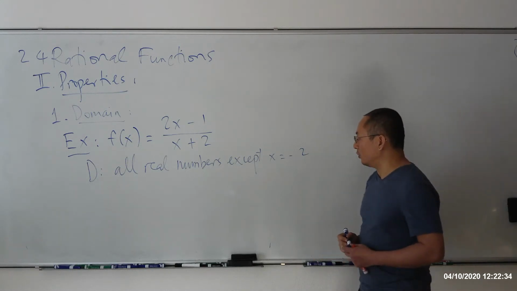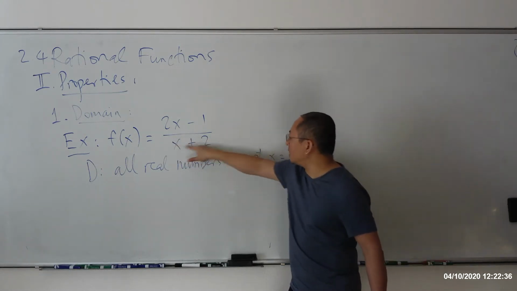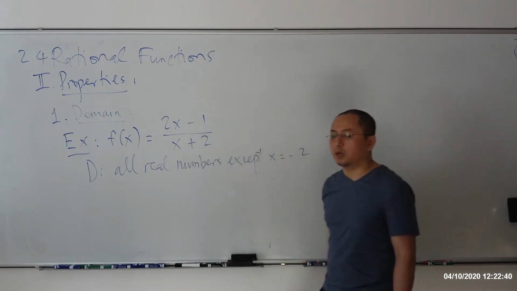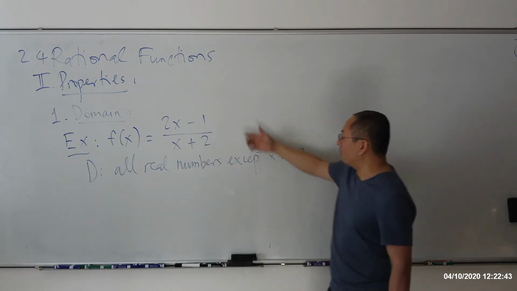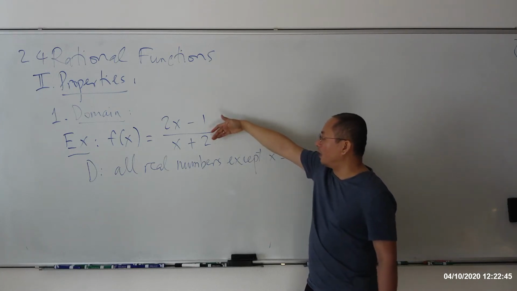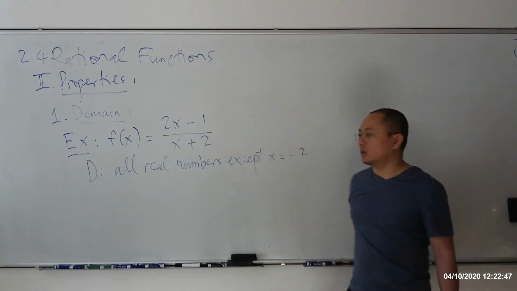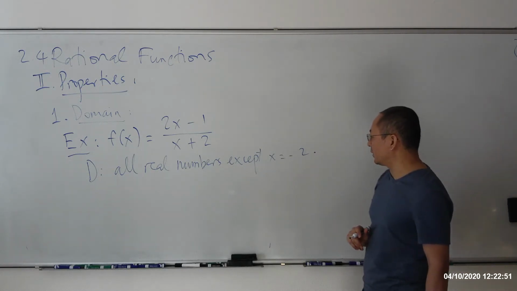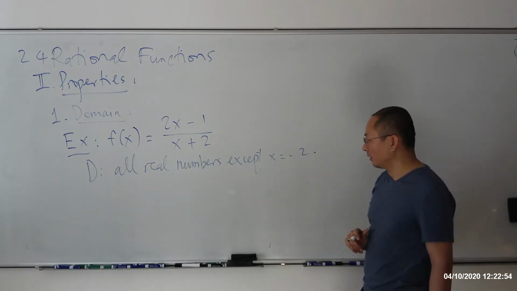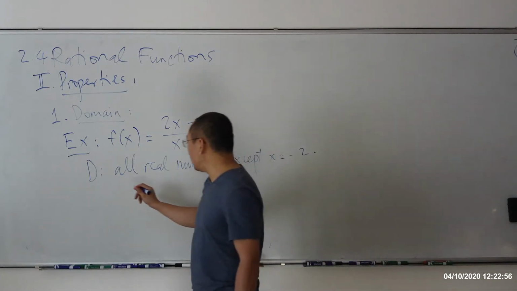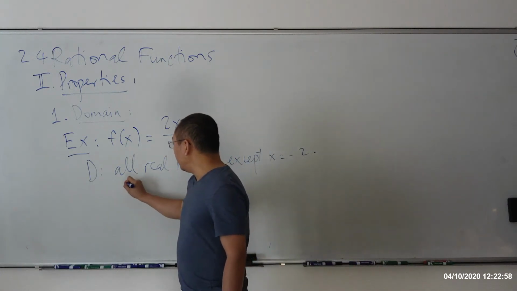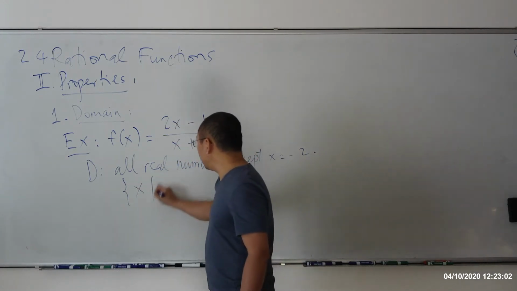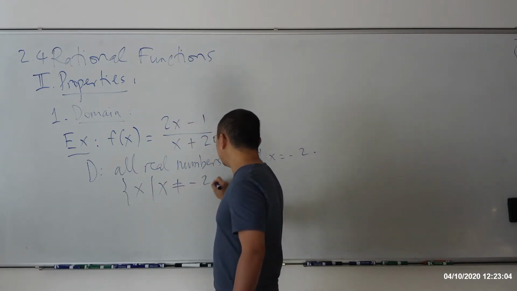Why not -2? It is because -2 is a 0 of this denominator right here. When you plug in -2 for x, -2 plus 2 equals 0. And by what we learned before, if you have denominator equal to 0, something divided by 0, the fraction is undefined. Okay, so the domain is all real numbers except -2. In short, we can use set notation to represent it: all real numbers x, and x cannot be equal to -2.